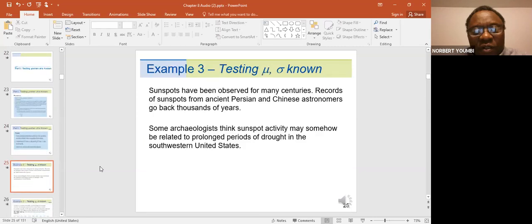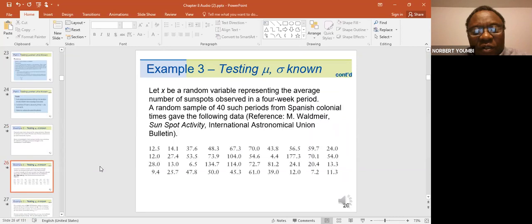Example: sunspots have been observed for many centuries. Records of sunspots from ancient Persian and Chinese astronomers go back thousands of years. Some archaeologists think sunspot activity may somehow be related to prolonged periods of drought in the southwestern United States. Let X be a random variable representing the average number of sunspots observed in a 4-week period. A random sample of 40 such periods from Spanish colonial times have the following data.